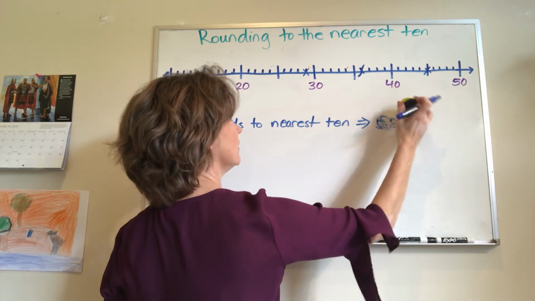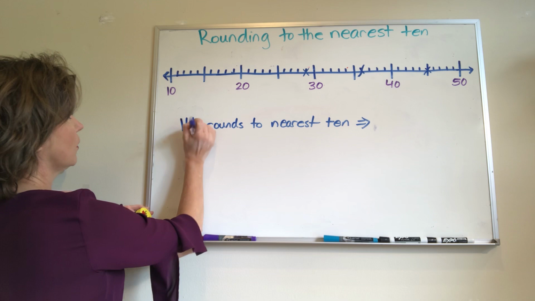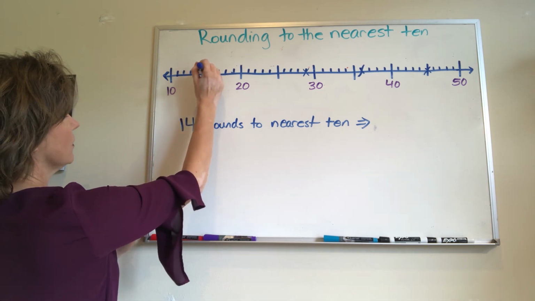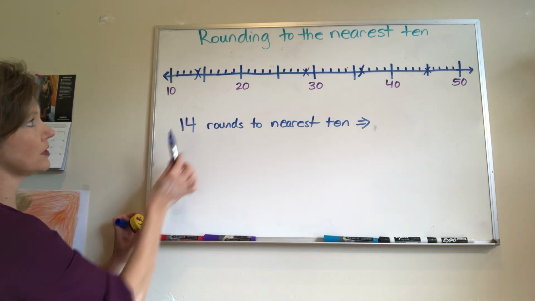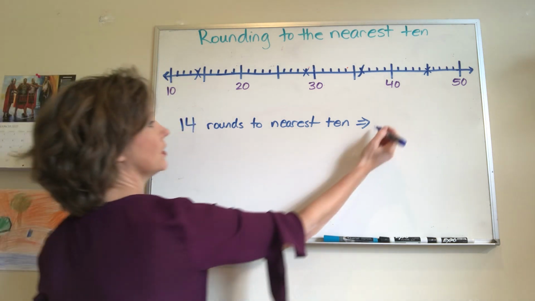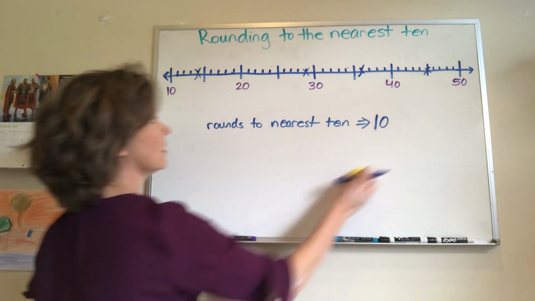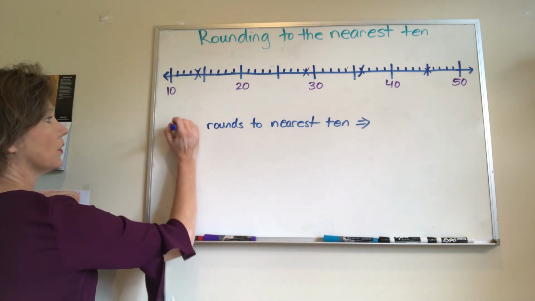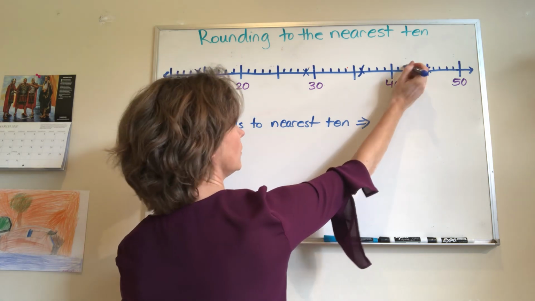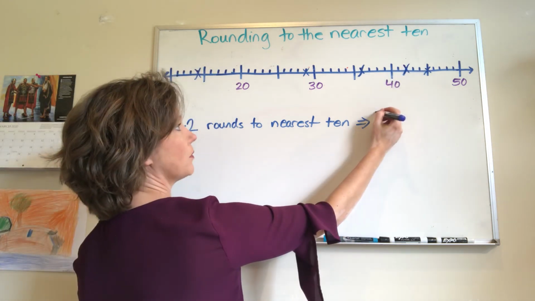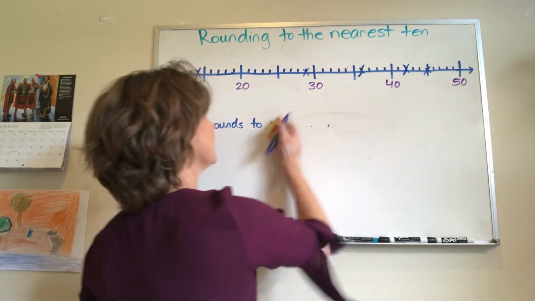What about 14? Oops. Way back down here. Where does 14 round to? 11, 12, 13, 14. 14, it's closest to, rounds down to 10. All right, what about 42? 42, 40, 41, 42, rounds, the nearest 10 would be 40. You get the idea.